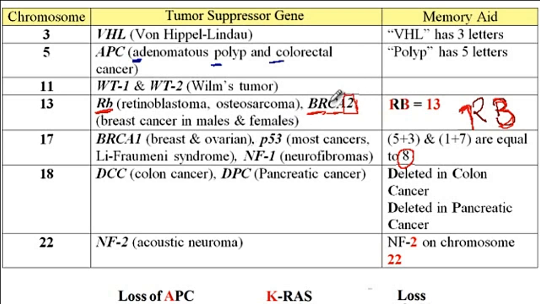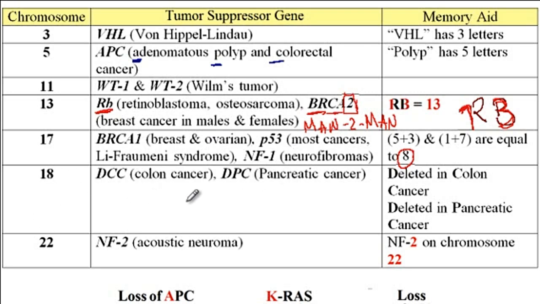So the way you can memorize which one is more commonly associated with breast cancer in males, the memory aid is man to man. So BRCA2 is more commonly associated with breast cancer in males compared to BRCA1. On the other hand, BRCA1 is associated with more cases of ovarian cancer compared to BRCA2 mutation. The next tumor suppressor gene is neurofibromin 1, which can lead to neurofibromatosis.